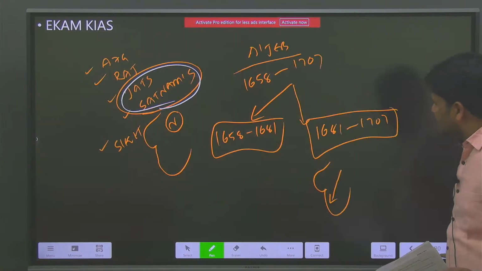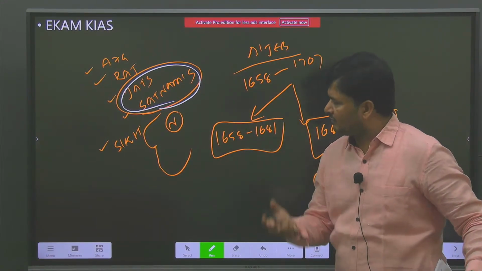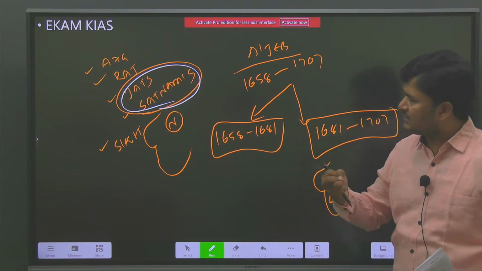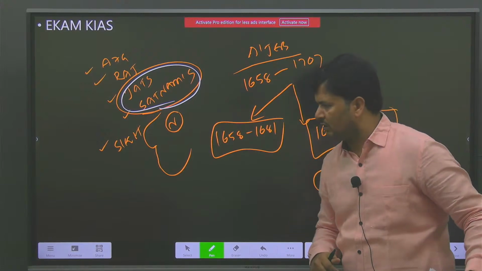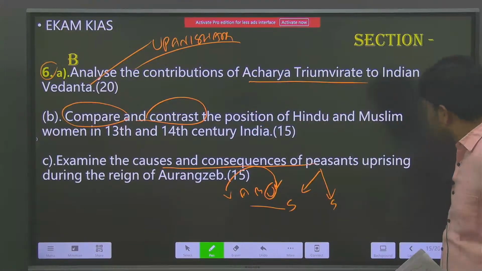And when it comes to consequences, when the respective communities organize revolts against Mughal nobility, Mughal officers, including Aurangzeb, what is the response of Aurangzeb? Aurangzeb made all efforts to suppress the movement, or revolts, you call them. Right, it's all about Section B, what we call the sixth question.